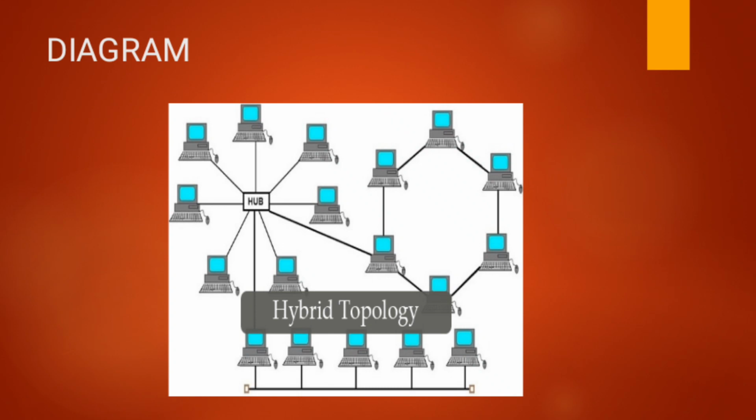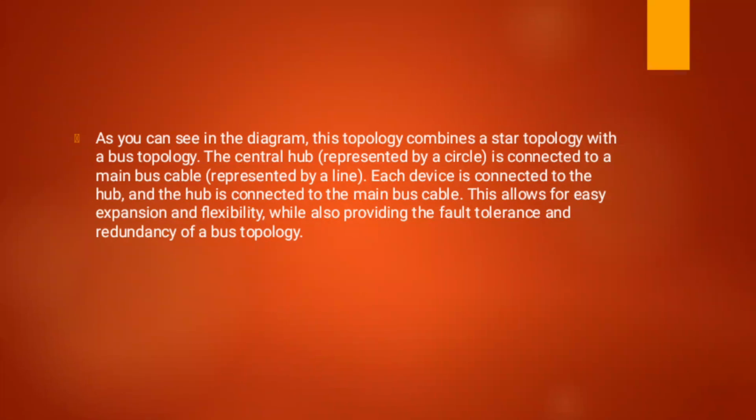In this diagram, this topology combines star topology with bus topology, and the central hub represented by a circle is connected to a main bus cable, which is represented by a line. Each device is connected to a hub, and the hub is connected to the main bus cable. This allows for easy expansion and flexibility, while also providing the fault tolerance and redundancy of bus topology.